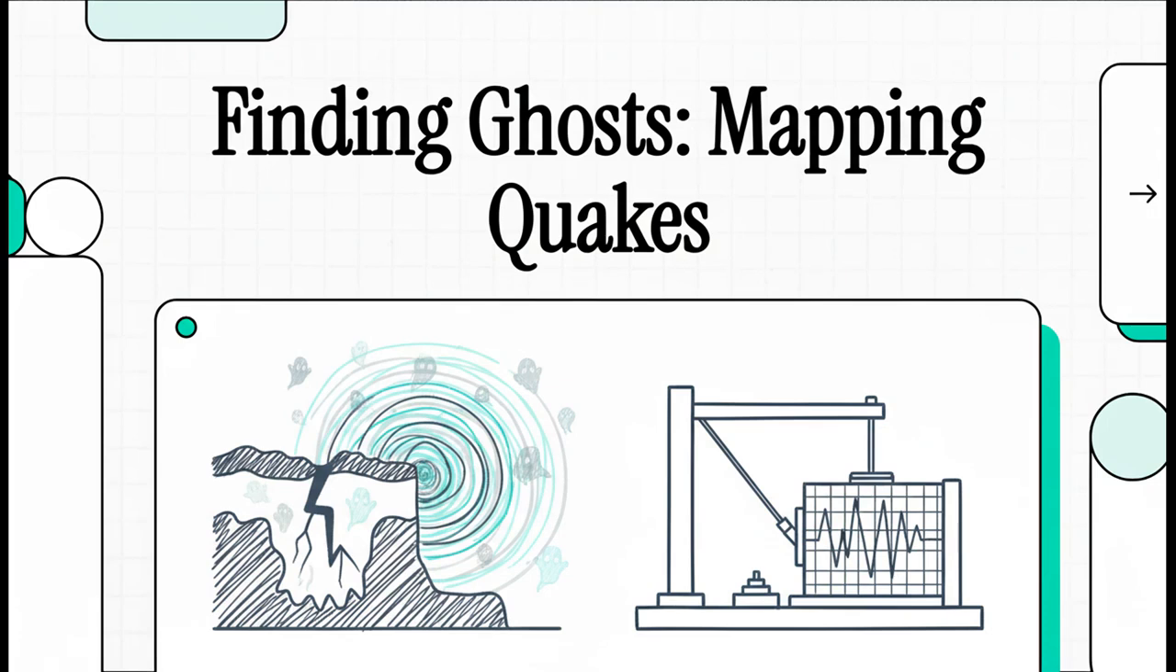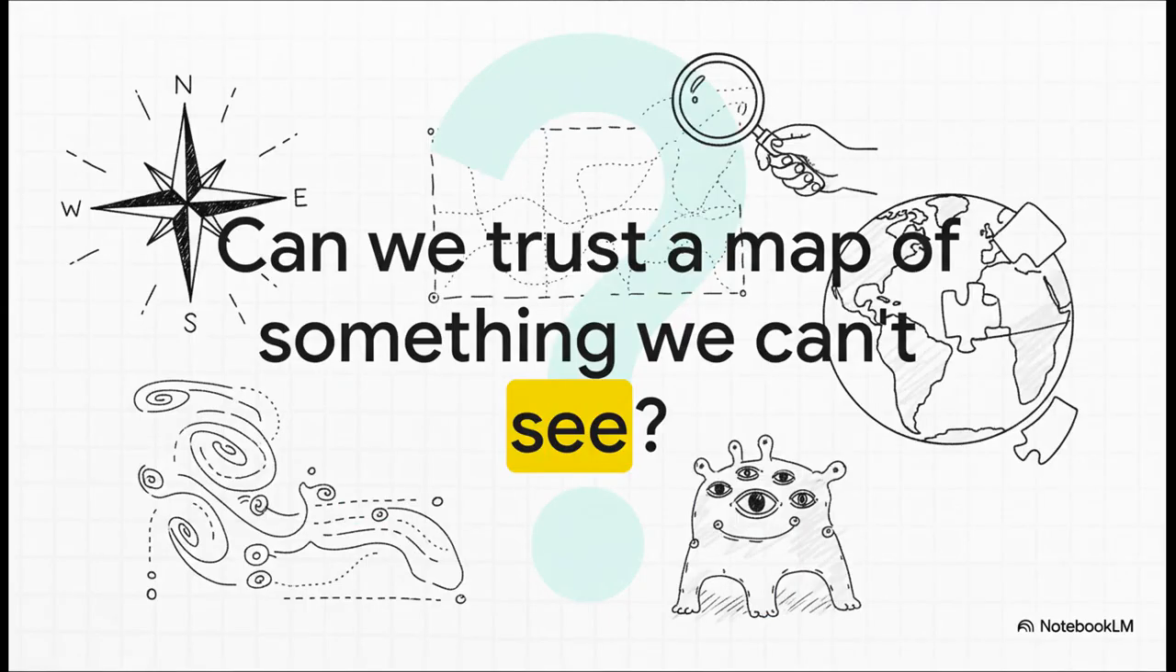So, how do you map a ghost? How do you actually chart something you can't see, like the tremors happening deep inside the Earth? Well, today, we're going to do a deep dive into the incredible science of mapping earthquakes. And this brings us to a really crucial question. Can we actually trust a map of something that's invisible to us?